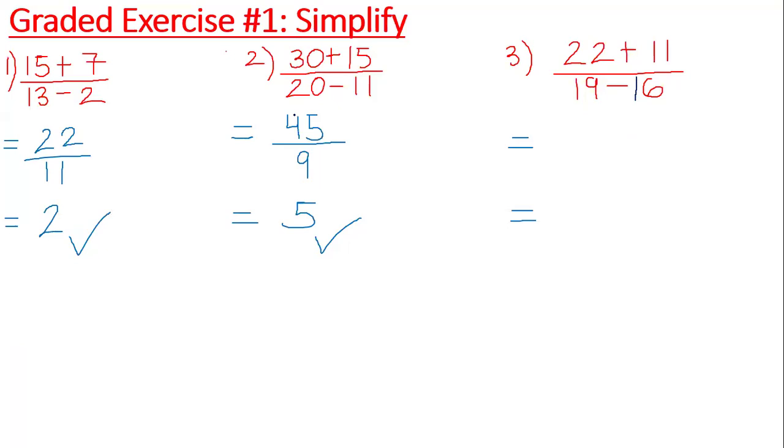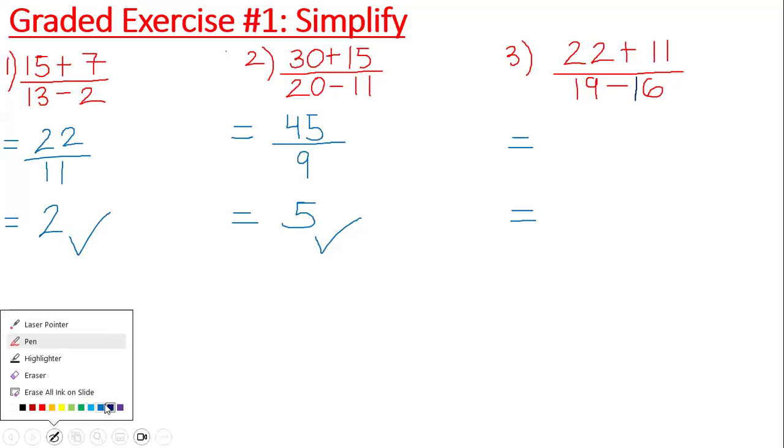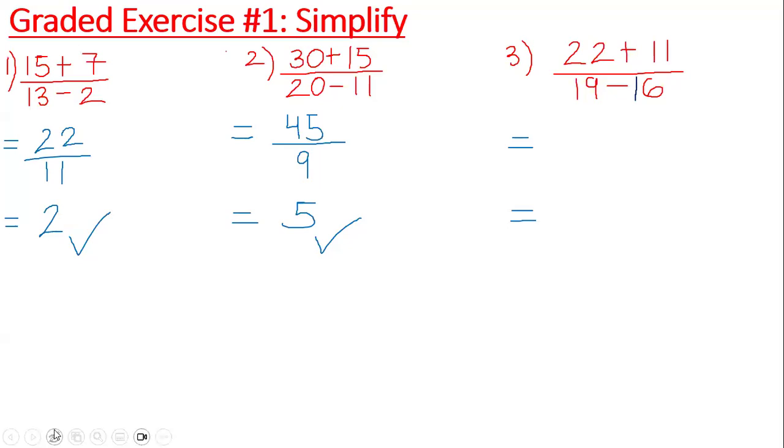All right. So the answer will be 11. I got 11. What do we do? 22 plus 11. Go ahead, Ronaldo. 22 plus 11 gives you 33. Good. And then 19 minus 16 gives you 3. Good. And then you divide 33 by 3 and you get 11.